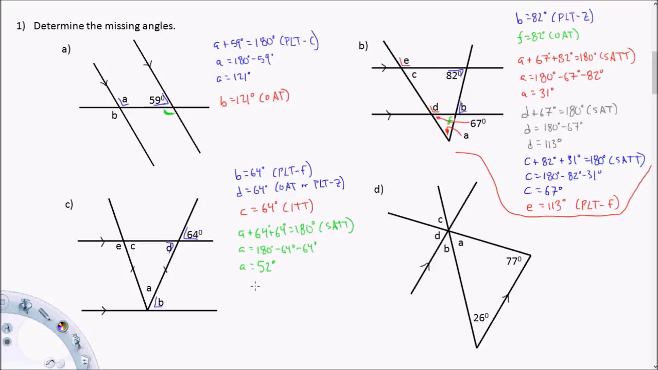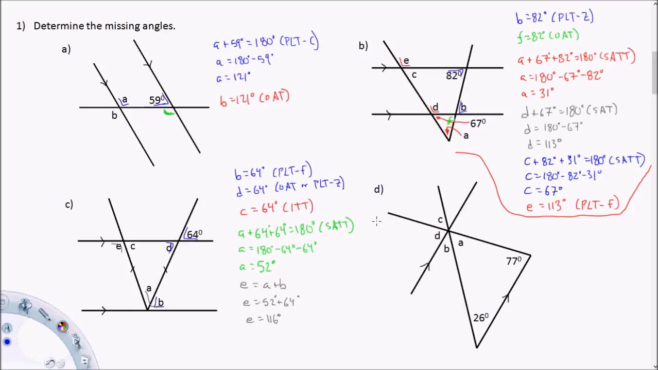And finally, we want to find E. And we could say that E is equal to A plus B, because we have parallel line theorem Z pattern, and it's a little stretch, but there's a Z there. So E would be equal to 52 plus 64 degrees. Therefore, E is equal to 116 degrees.